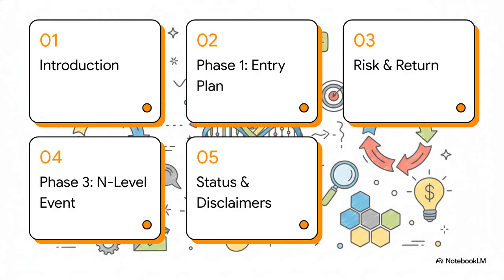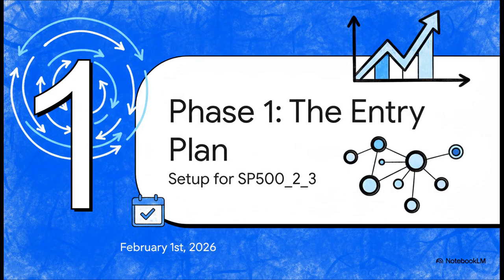So here's our game plan for today. We'll kick things off with the entry plan, which is called Phase 1. Then, we'll look at the risk and return that were projected from that plan. After that, we'll see what actually went down, and what the model calls a Phase 3 event. And finally, we'll wrap up with the current status and, of course, some very important disclaimers. All right, let's get into it.